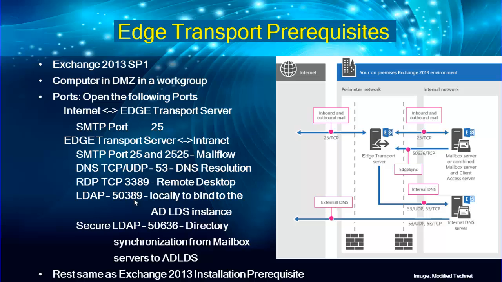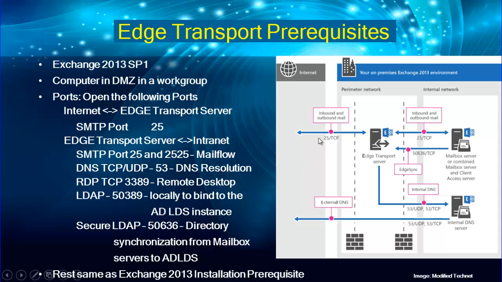And then directory synchronization from the mailbox server role to ADLDS is 50636. The rest of the prerequisites will remain the same as Exchange 2013. There are a lot of prerequisites depending on the operating system. If it's 2008, you have more things to install. If it is Windows 2012, it comes with a lot of things already in it. So please follow the same prerequisites. That's the Exchange installation.